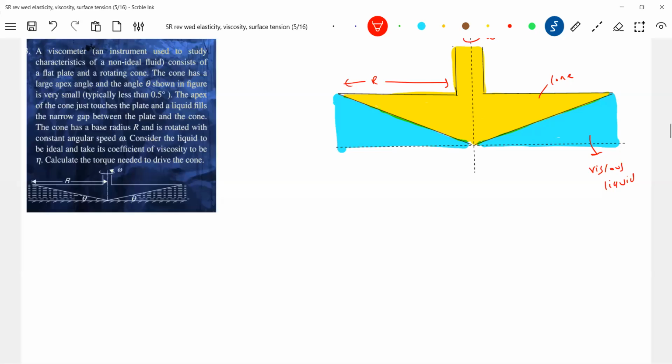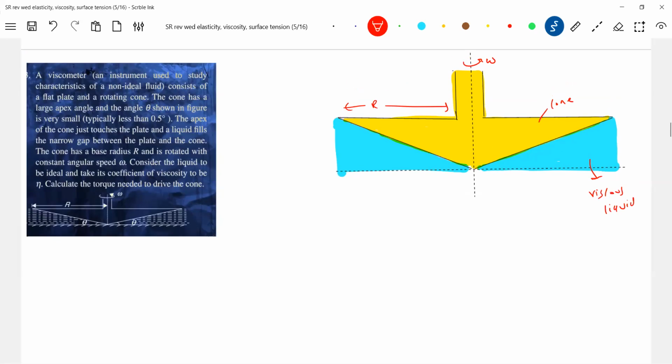Calculate the torque needed to drive that cone. Why is torque needed? Because as you rotate, the viscous liquid which is present here will exert a force. That force will set up a torque. So we should calculate the torque due to the viscous layer, and I should apply an equal and opposite torque so that the angular velocity of the cone remains constant. I think this much is what the question is asking.